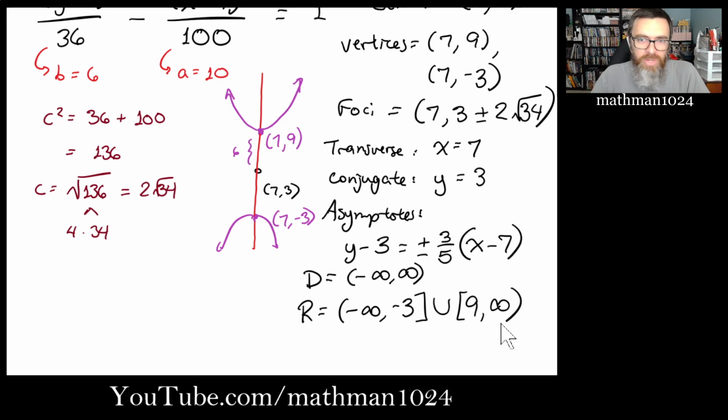Yeah, so there we go. As you see, for all these problems, you find the center, you find the A, the B, find the C, draw a picture, get yourself oriented correctly, and you shouldn't have any problems.